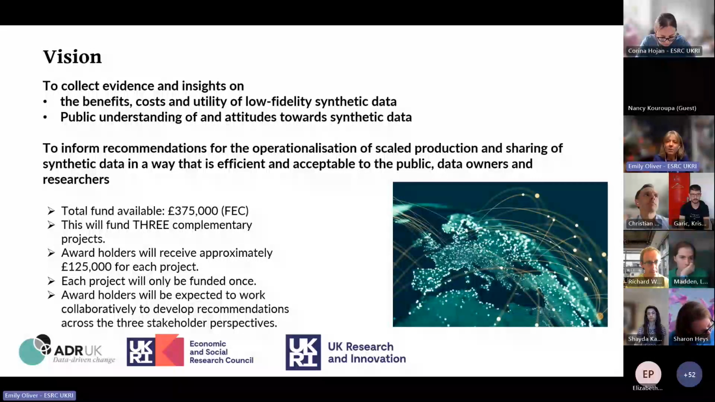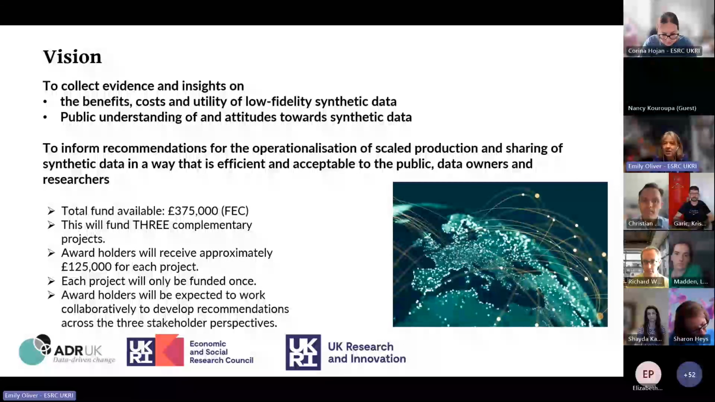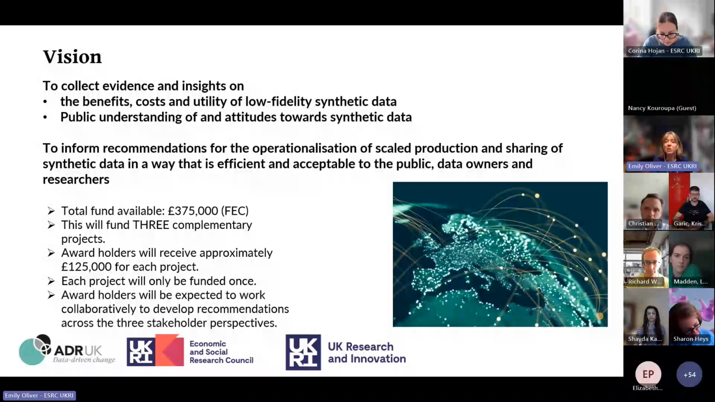The total funding available is £375,000 at full economic cost, and this will be split 3 ways to support the 3 projects. Each project will focus on one of the 3 groups of stakeholders, that is researchers, data owners and trusted research environments, and the public. Each will only be funded once, although you may apply for more than one of the 3 projects, and you would then talk about how you would combine the research objectives in your applications.